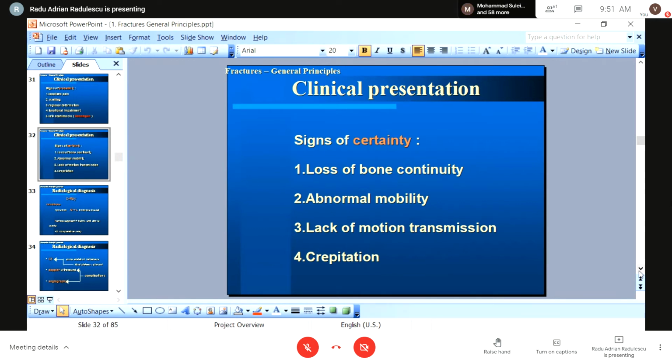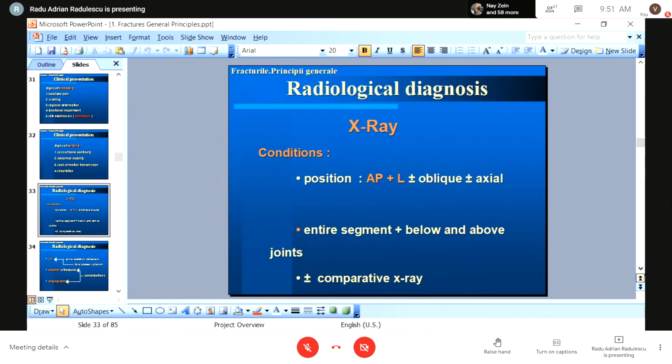But we must never search for it on purpose, because if we try to mobilize the fragments one against another in order to search for the crepitation, we may damage the soft tissues or even open the fracture. So never try this on purpose.